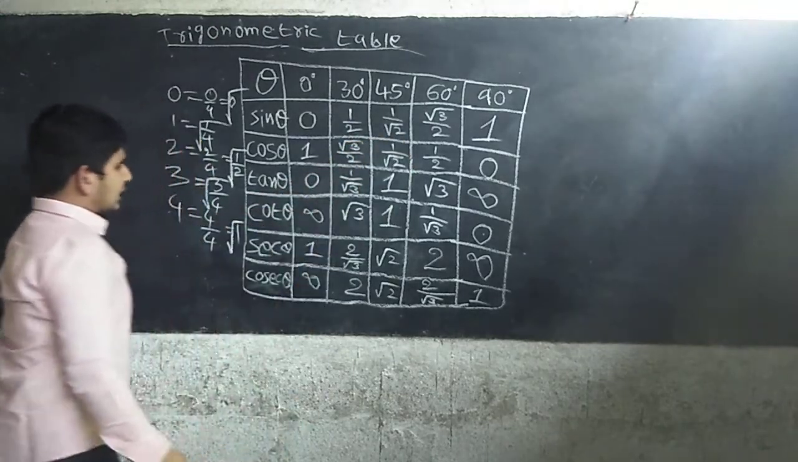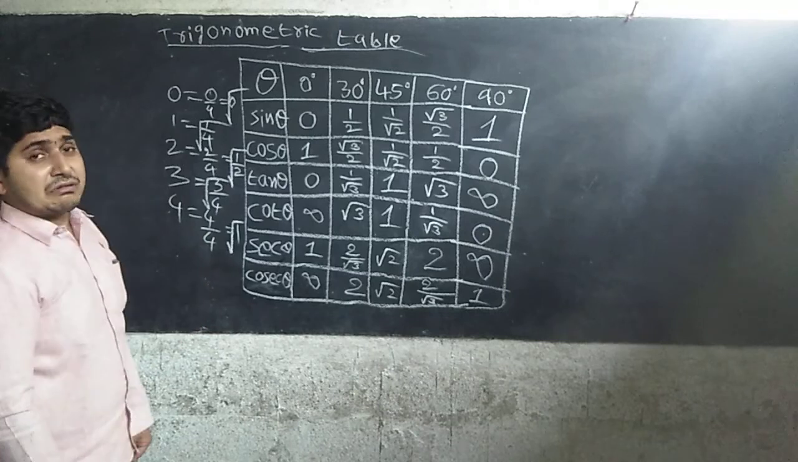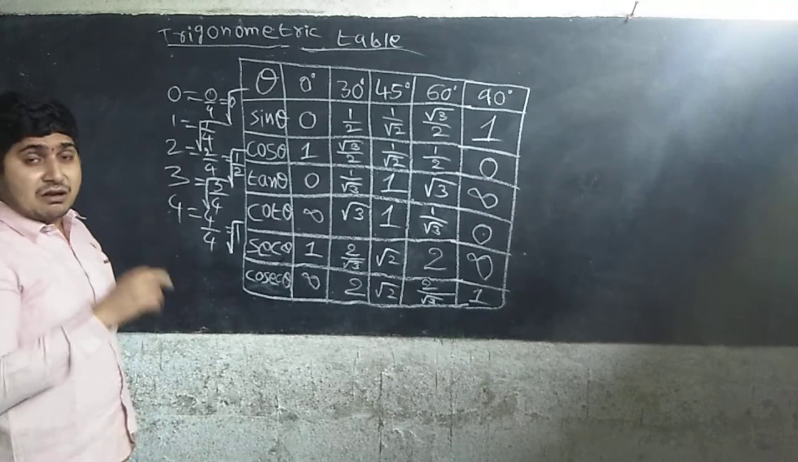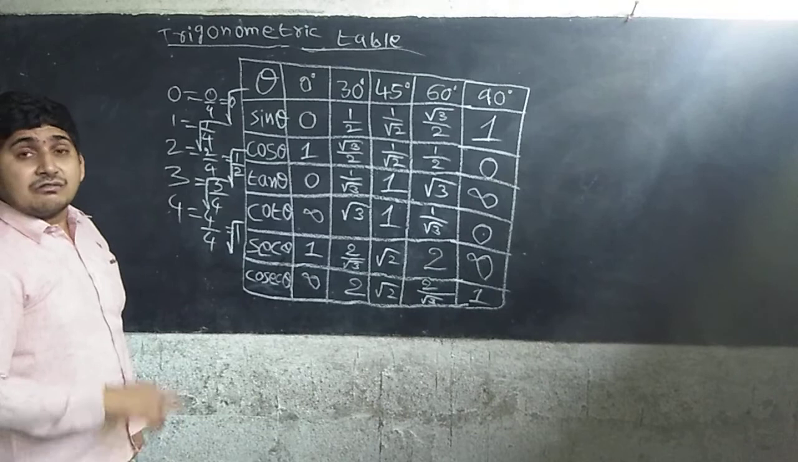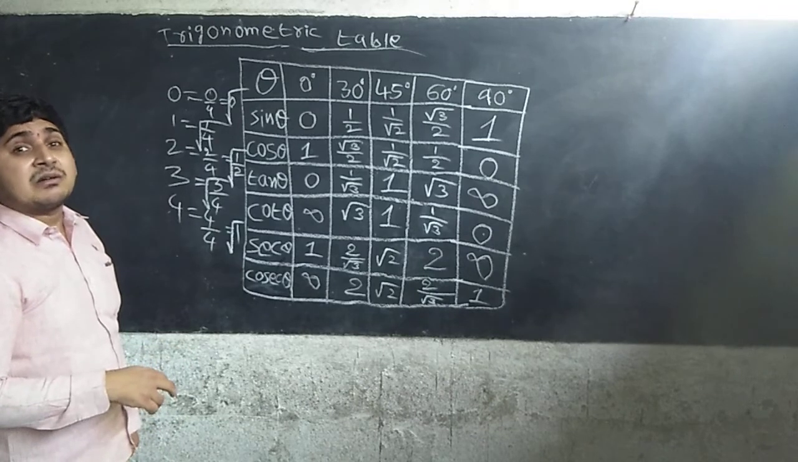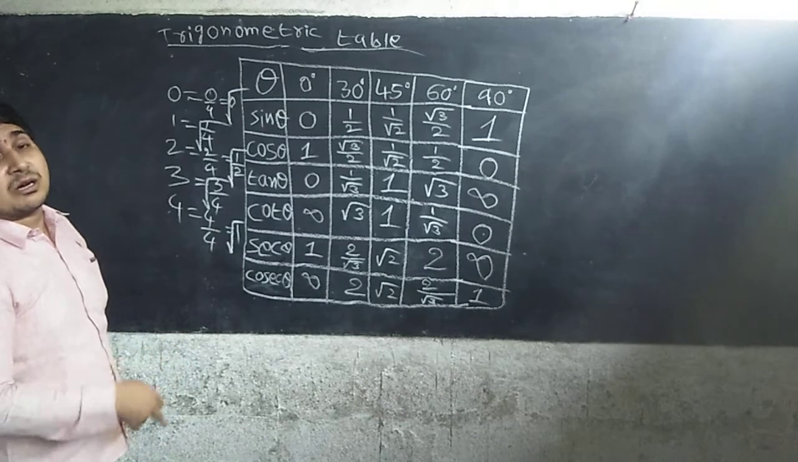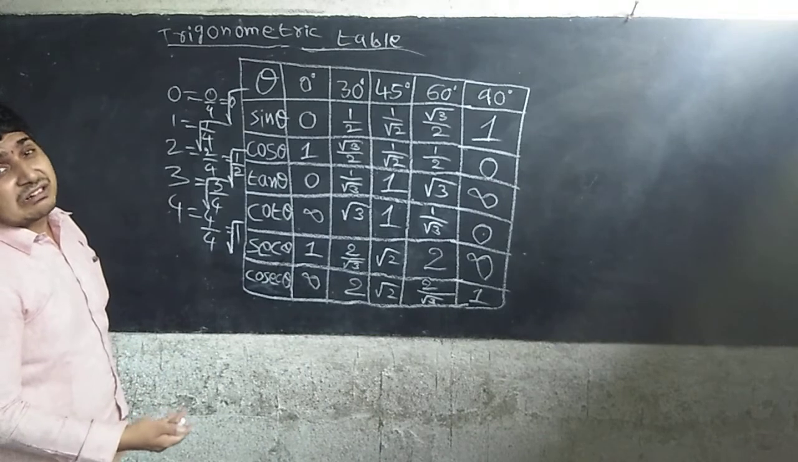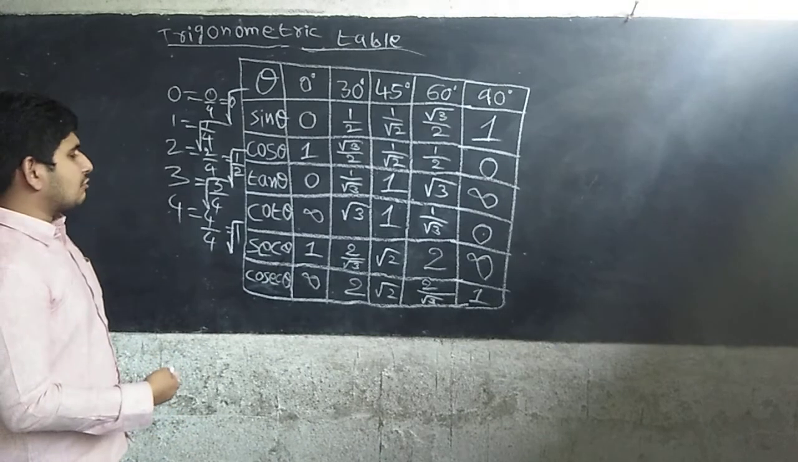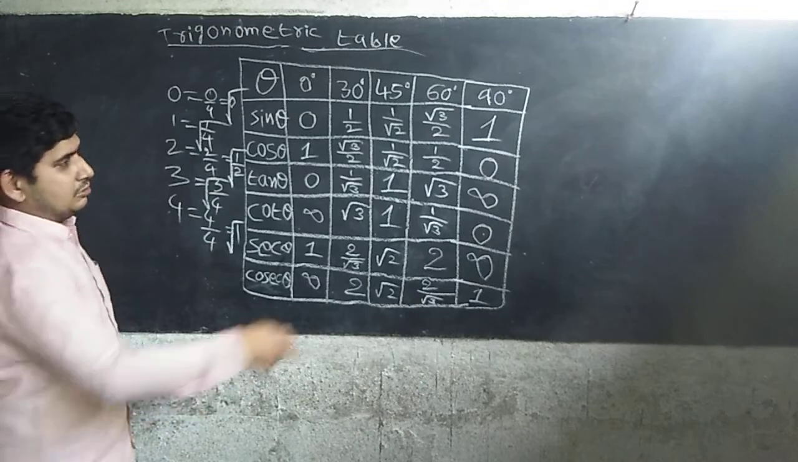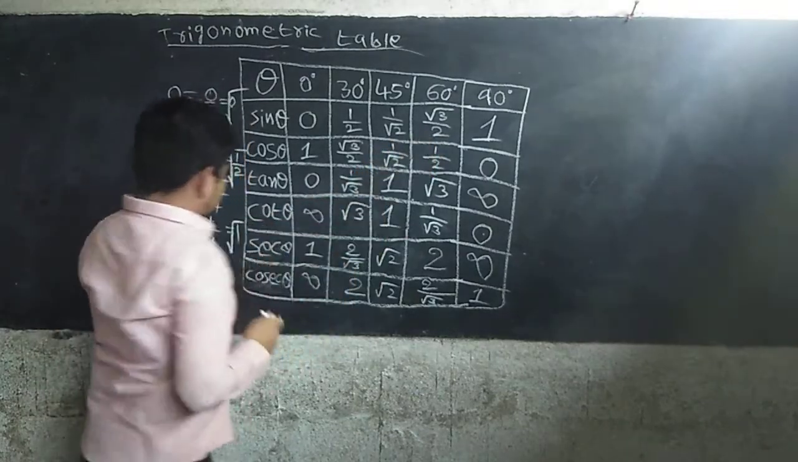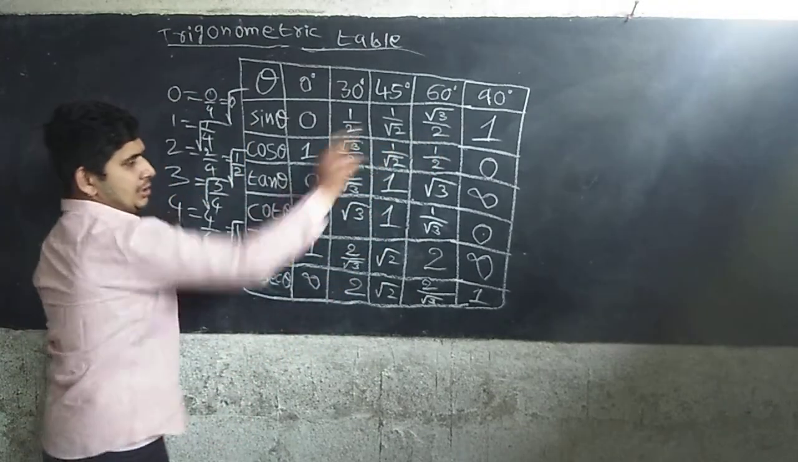Okay, now next is root 3 by 4. Root 3 by 4 equal to what? Root 3 by root 4. Root 4 equals 2. So root 3 by 4 equal to root 3 by 2. Then root 1 equal to 1.